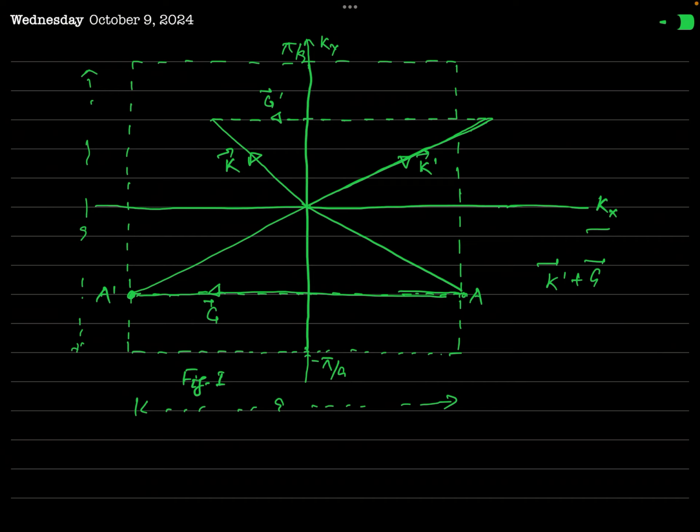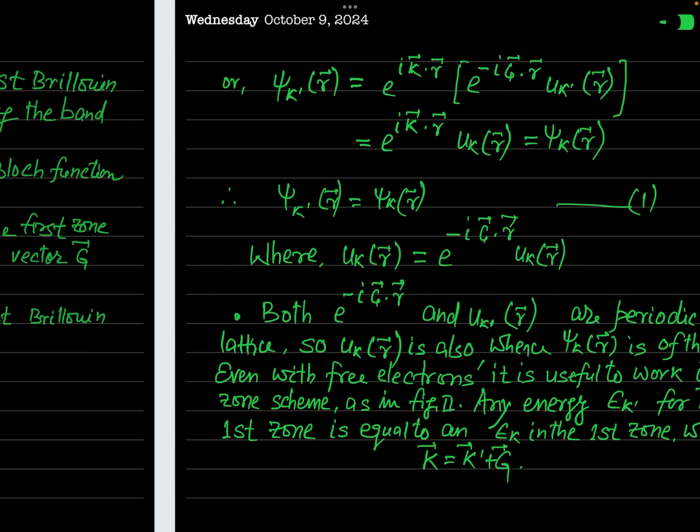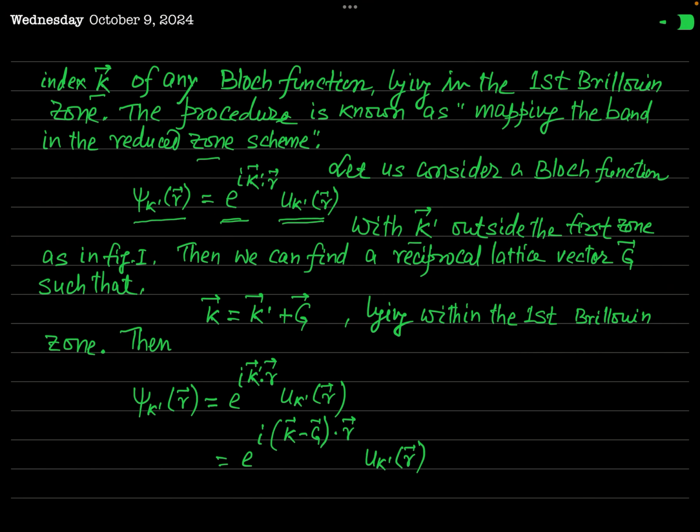The answer is yes, because they can be connected by a reciprocal lattice vector, as you can see by this vector g. So we count them as one identical point in the same zone. But you can see that this wave vector k is inside the first Brillouin zone, while k dashed is outside of it. That has been shown in figure 1. So I have written here that k dashed is outside of the first zone, as we have shown in this figure 1.